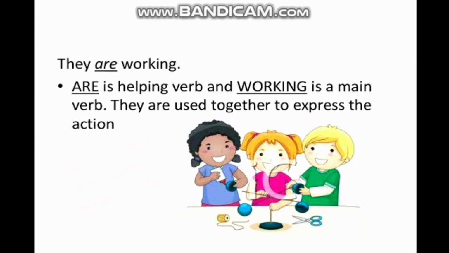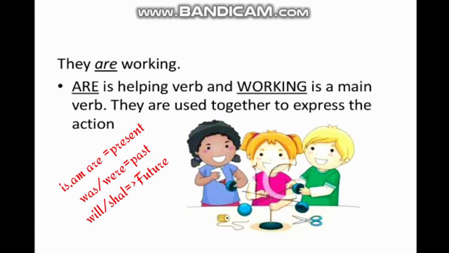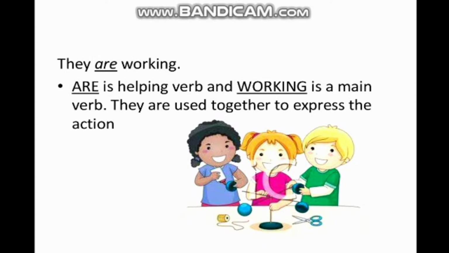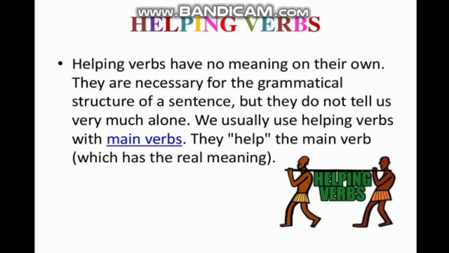Helping verbs show the tenses. For example, when is, am, are are used in a sentence, it's present. Was, were show past. Will shows future. So are is the helping verb and working is the main verb. They are used together to express the action. Got it?